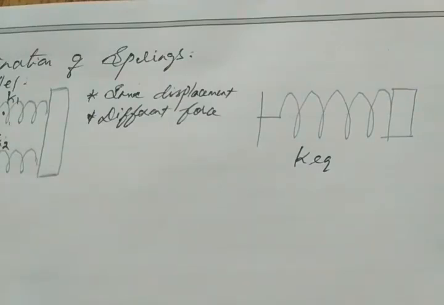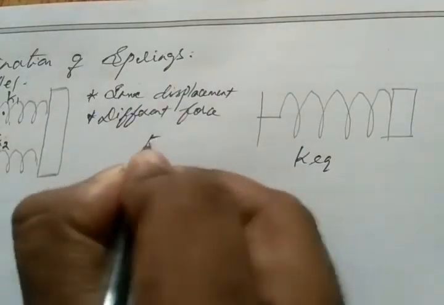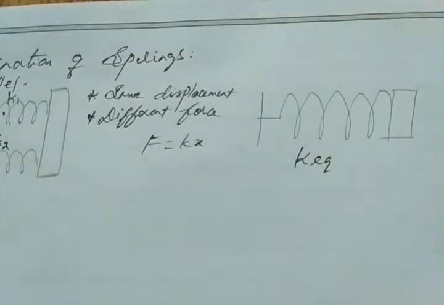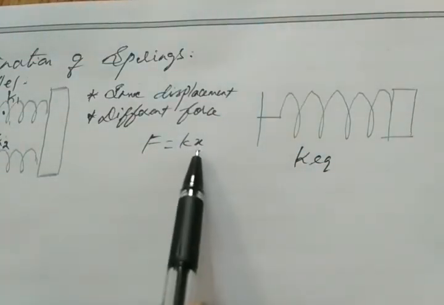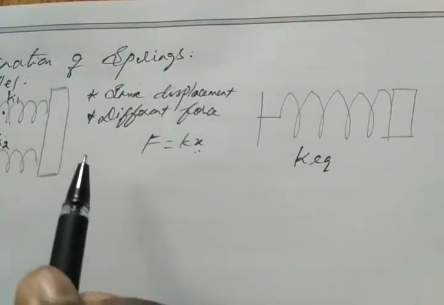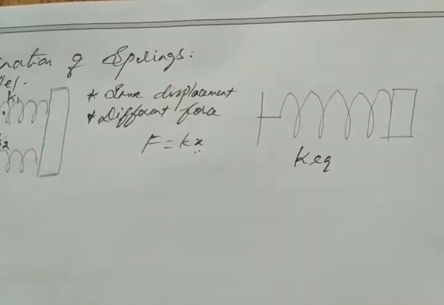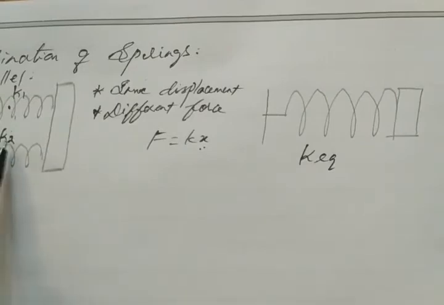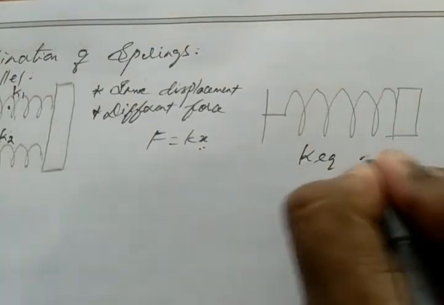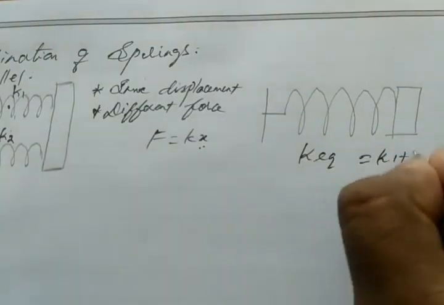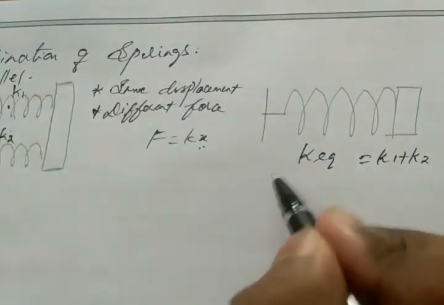Okay, so we know the formula of spring force F equal to Kx. As I said already, here x is the same for both the springs. So x1 equal to x2 and K is variable. Here we have K1 and K2. So this combination is simply known as K equivalent, the total value of K or net value of spring constant. So the formula will be K equivalent equal to K1 plus K2.